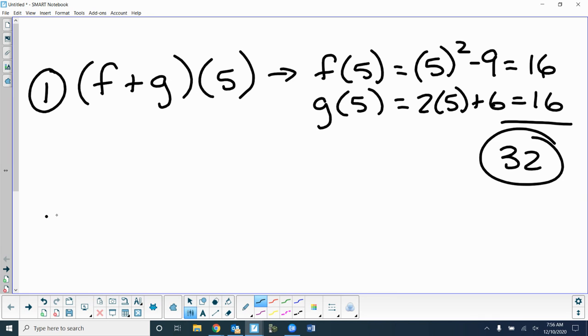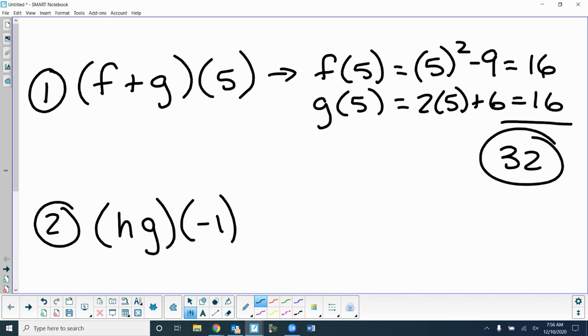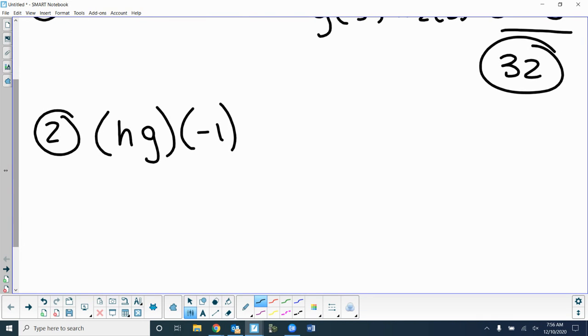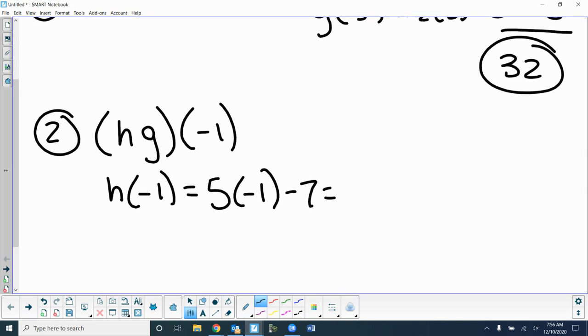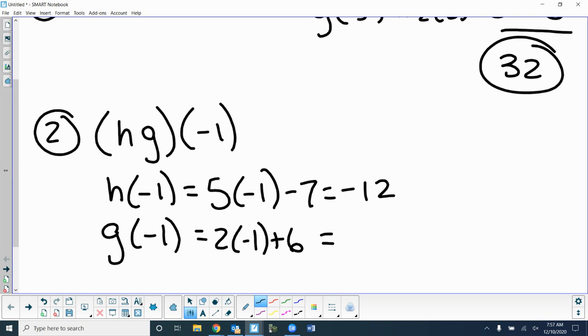Okay, number 2, HG, there's no symbol between them, that means multiplication, right? Okay, so I would just do H of negative 1, which is 5 times negative 1 minus 7, which is negative 12. And then G of negative 1, which is 2 times negative 1 plus 6, which is negative 2 plus 6, which would be 4. And then multiply those, and you get negative 48. Multiplication.